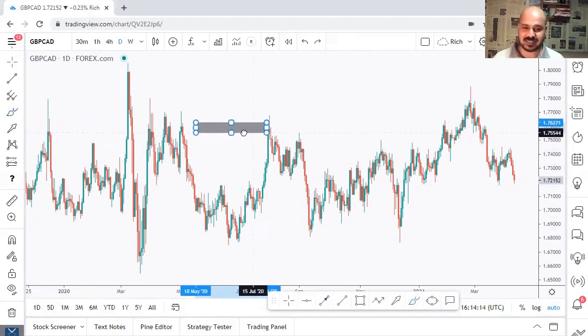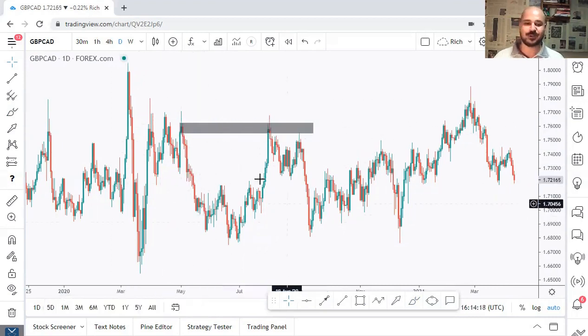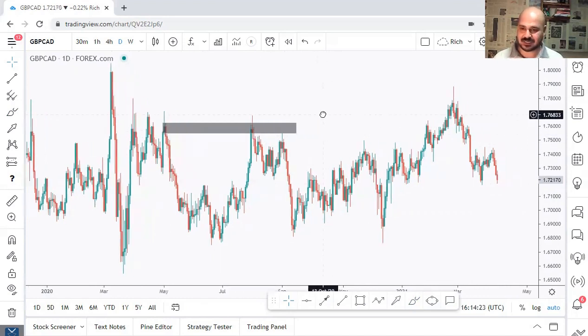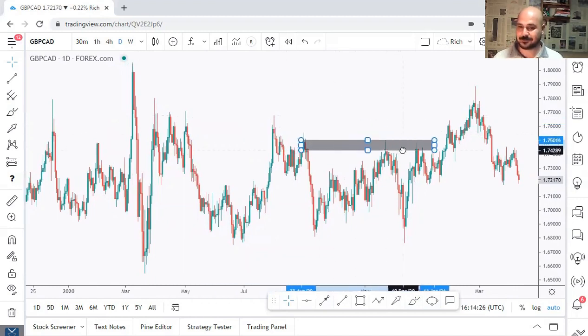Here we have a supply, where price made an aggressive movement downward. So this is a supply. We could look for what? For sell setups around here. What else? Supply. I can't really find any new supply except this one, right?